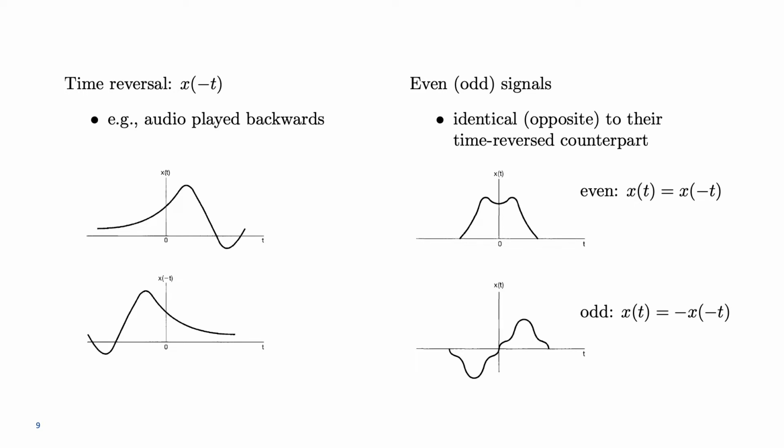It's interesting also to define even and odd signals. An even signal is identical to its time reverse counterpart, like the figure on the right on top. Okay, so in that case x of t is equal to x of minus t, right? The signal is identical to the time reverse counterpart. An odd signal, on the other hand, is opposite to its time reverse counterpart. So x of t is equal to minus x of minus t. And that's the example you see on the bottom right. That's an odd signal.